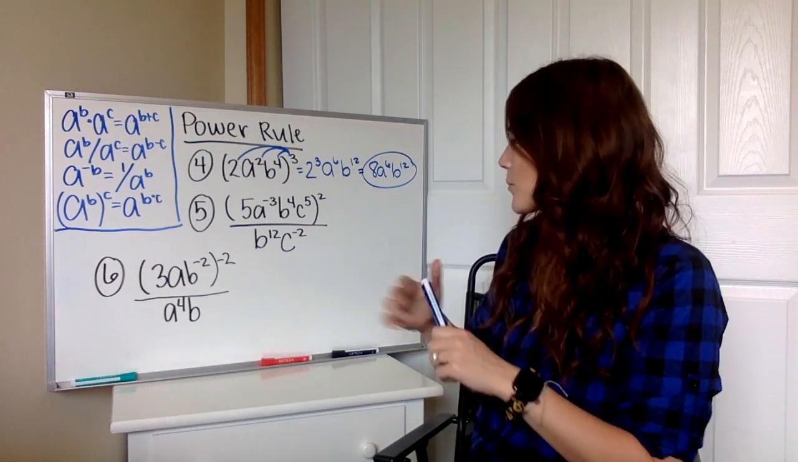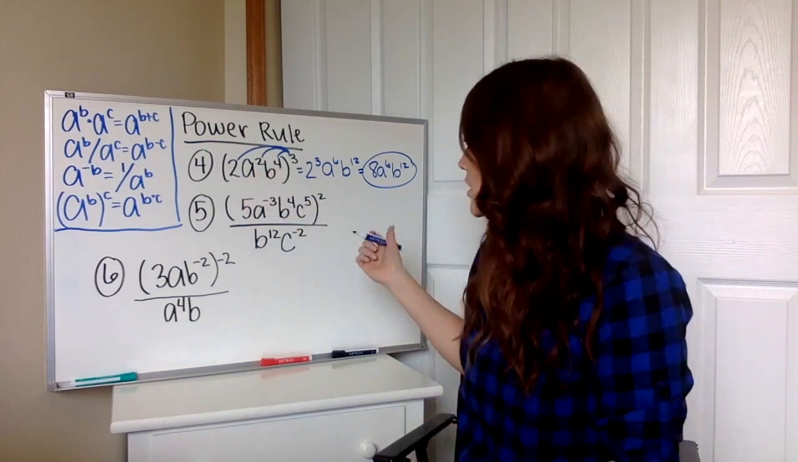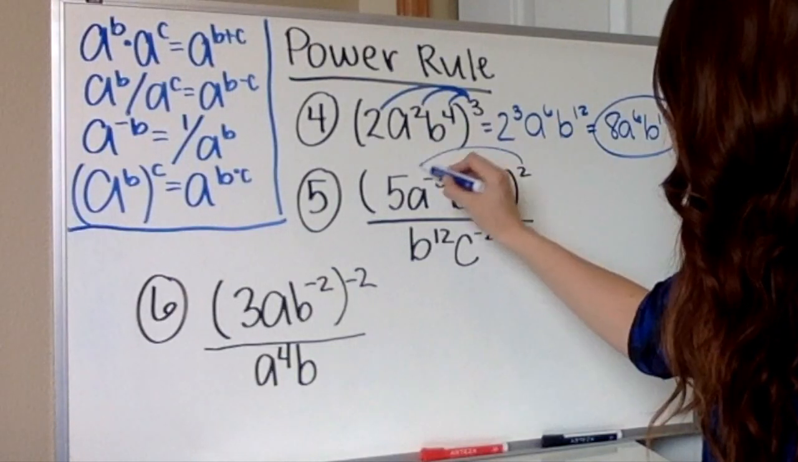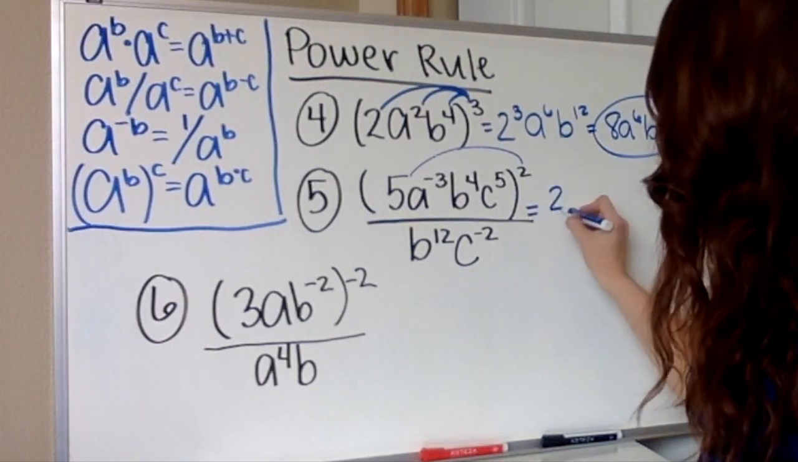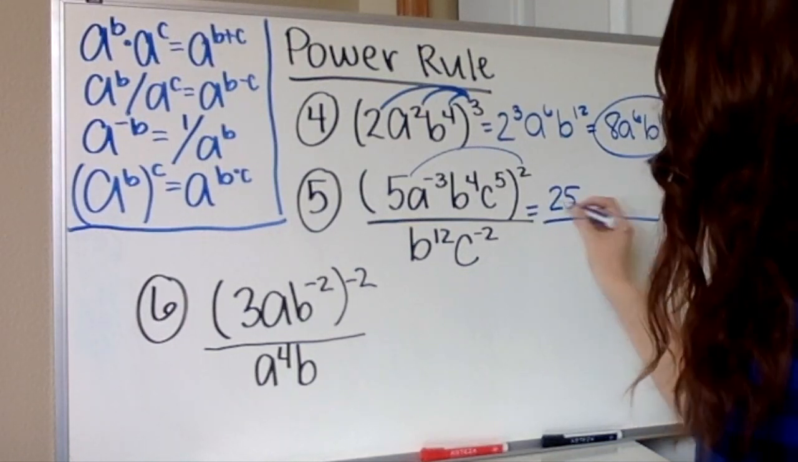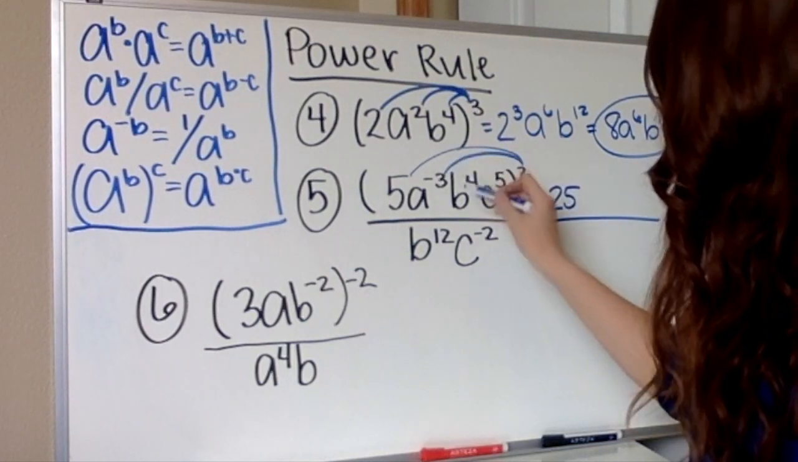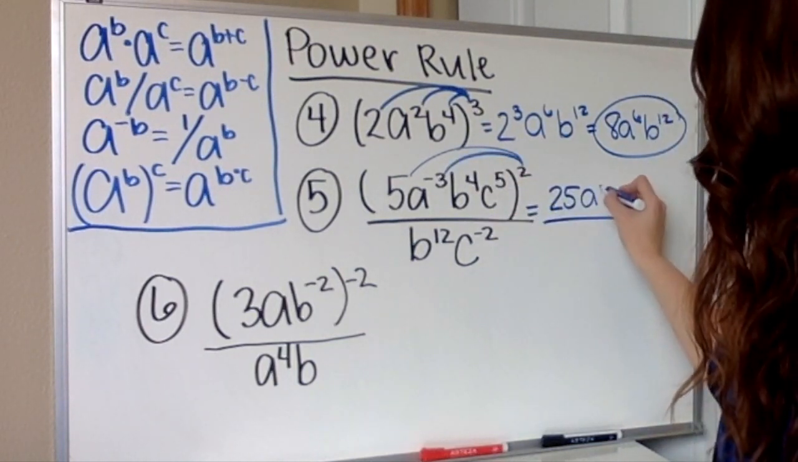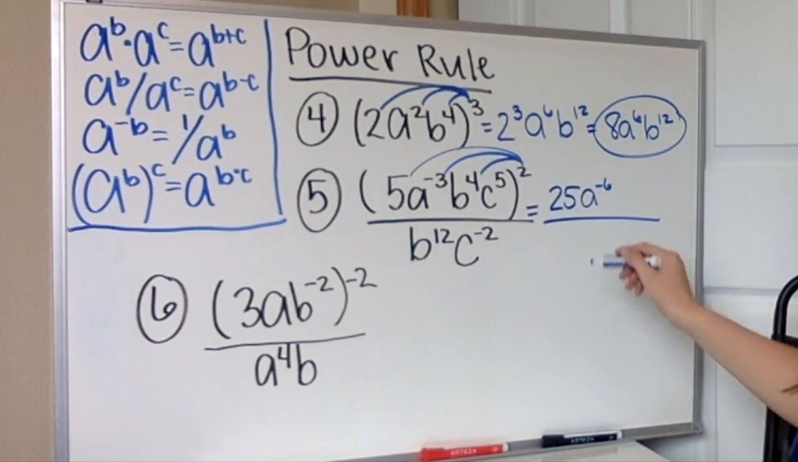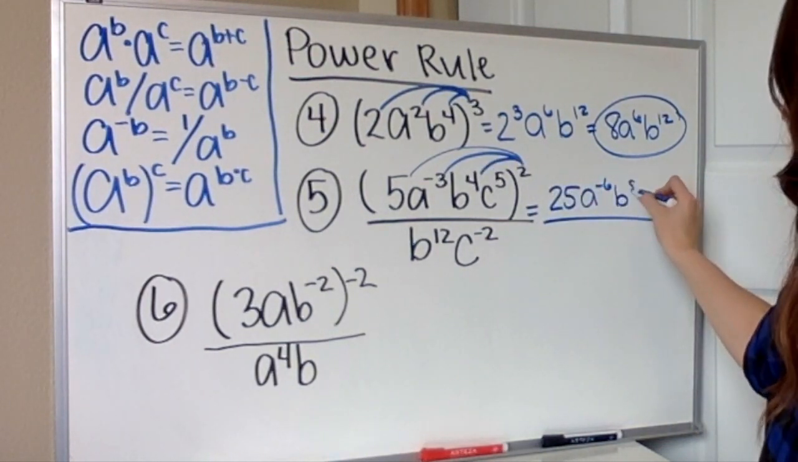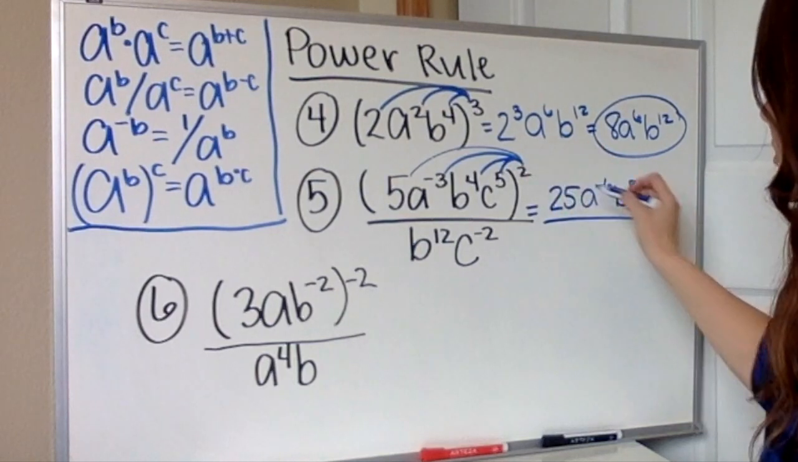So I'm going to go ahead and start by distributing just like I did up with this other one. So we're going to have 5 squared, which we can go ahead and say 5 times 5 is 25. We have a to the negative 3 times 2, so a to the negative 6. We have b to the 4 times 2. And we have c to the 5 times 2.